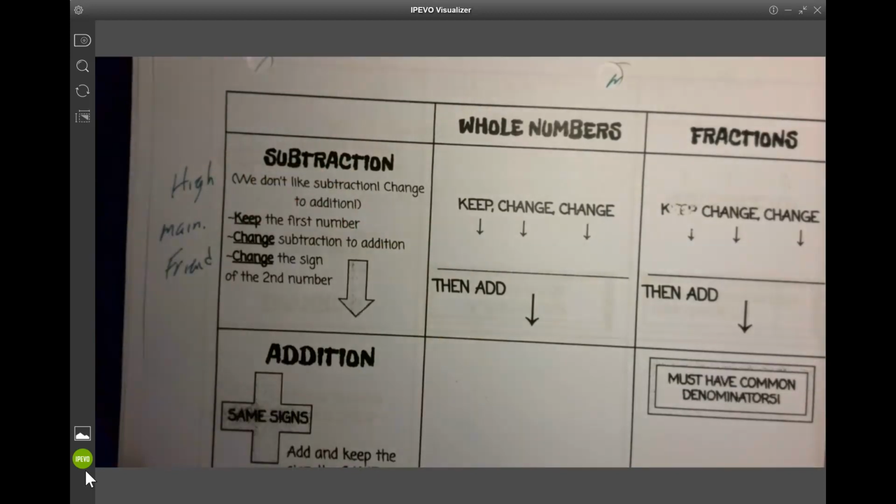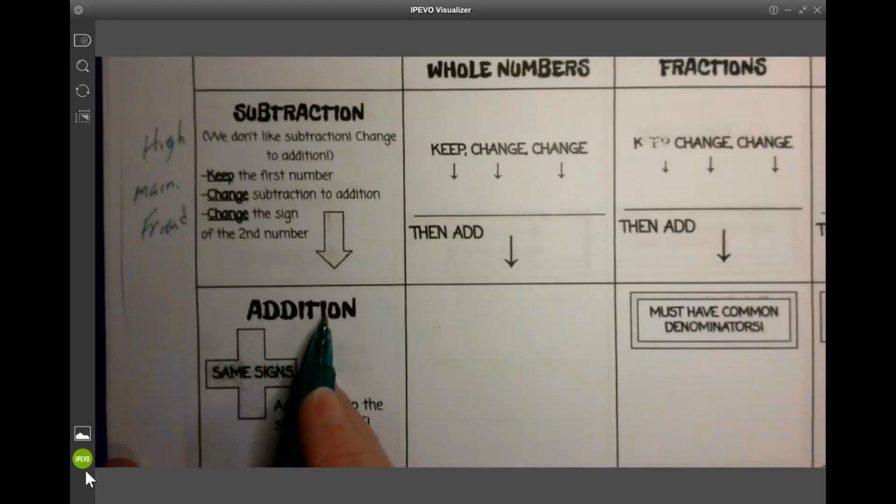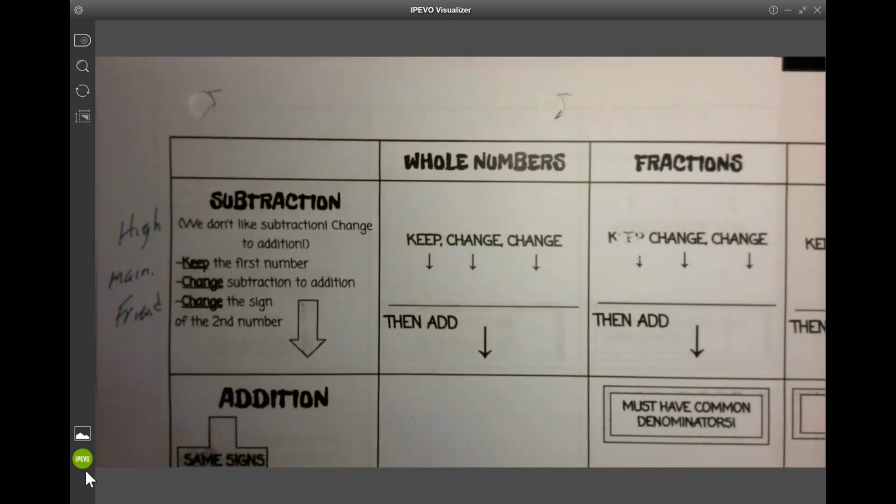Remember your high maintenance friend, you have to do it the way they want it and in the order they want it, and they're really picky. Addition is your friend. They can just hang out with no big deal. So subtraction we have to be picky about.